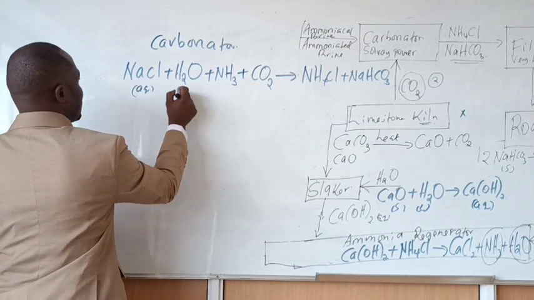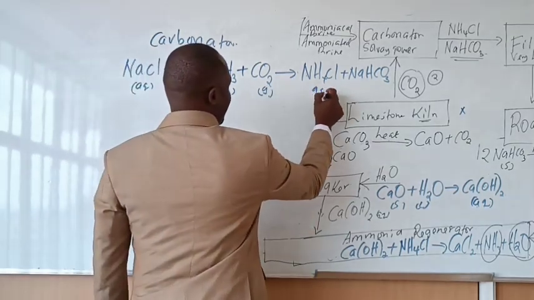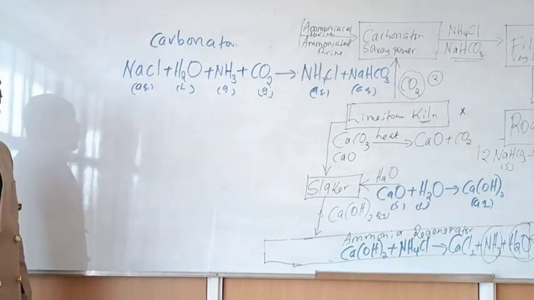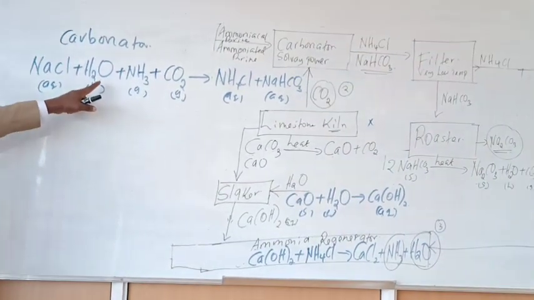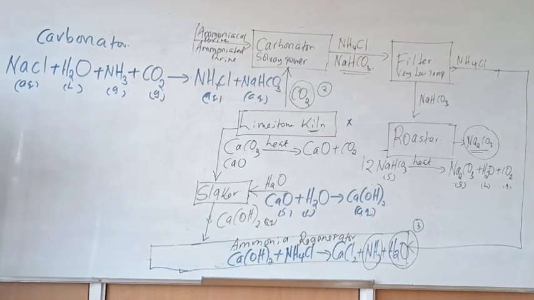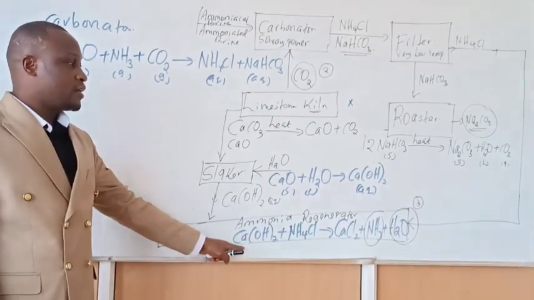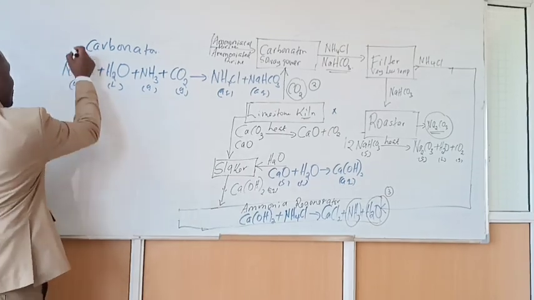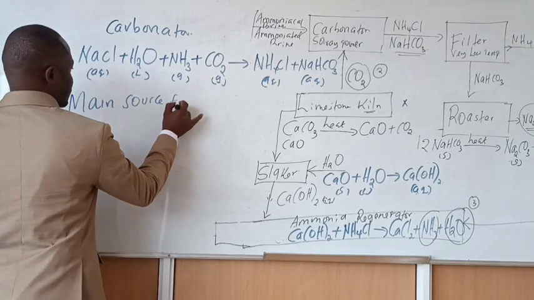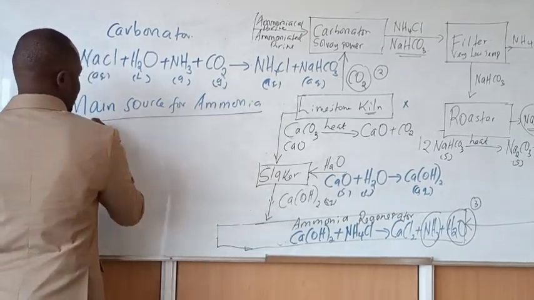So these are aqueous, and this is liquid, and this is a gas, this is a gas, and then this is aqueous, this is also aqueous. That is the overall equation for the reaction taking place in the Solvay tower or in the carbonator. Another question you can be asked is to state the main source of ammonia for the Solvay process. The main source for ammonia is the Haber process.